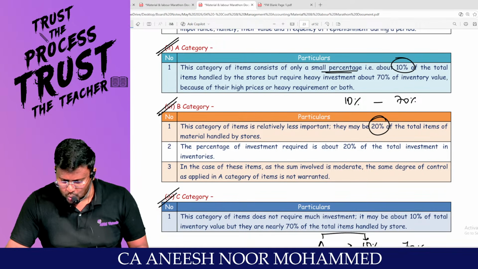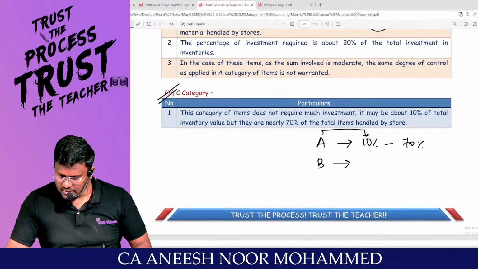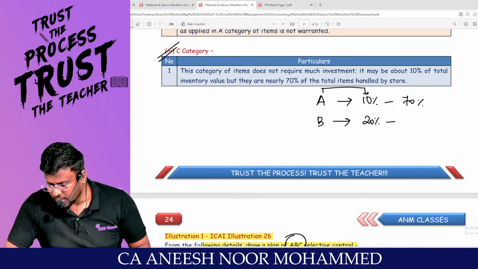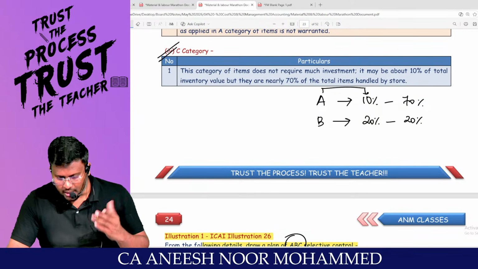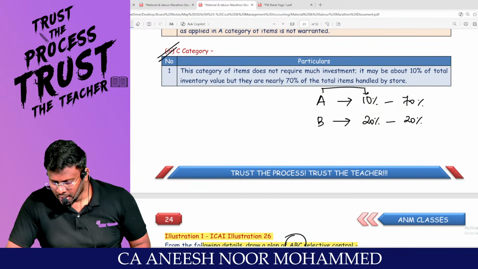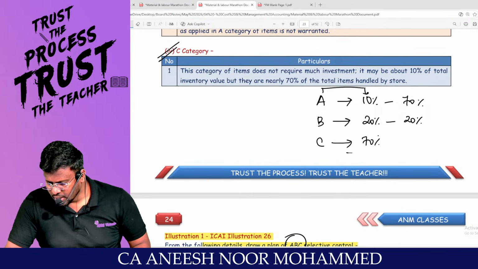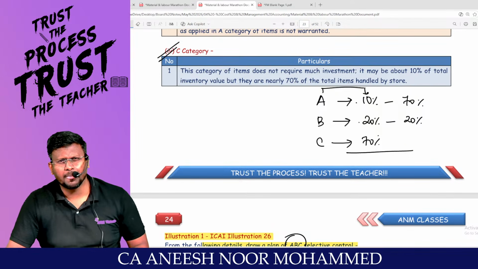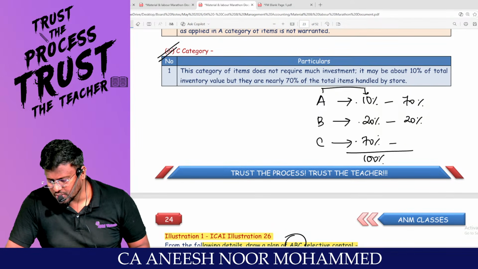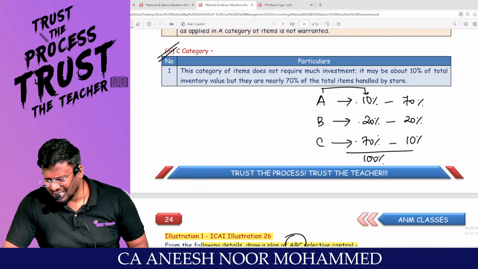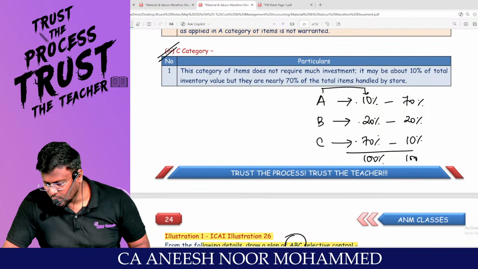Percentage wise, it will be 20%. My dear lovable students, 20% is B category, and it will be covering 20% of the value. Sir, C category means remaining 70%. Super, sir. So you tell me 10 plus 20, 30, 30 plus 70, 100%. So here it will be 70 plus 20, 90%. Sir, 10%, total again 100%.